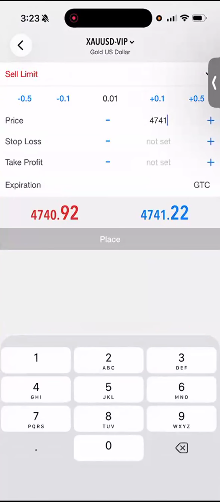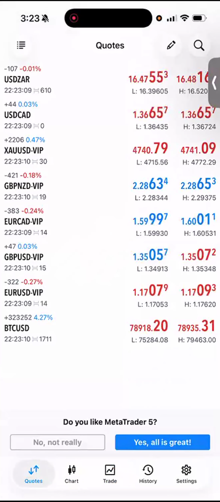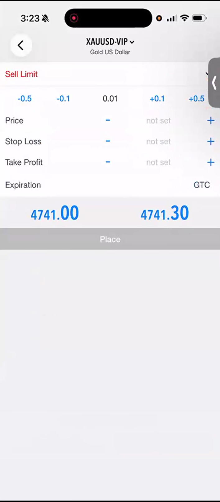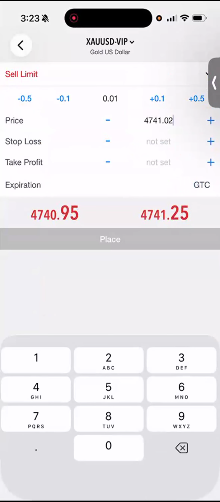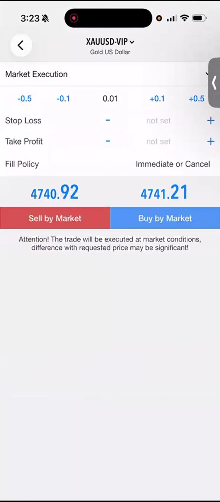It has passed 4741, so I can enter this trade now. I'll just go and take it. 47. It's playing with my emotion. Okay, I'll sell.